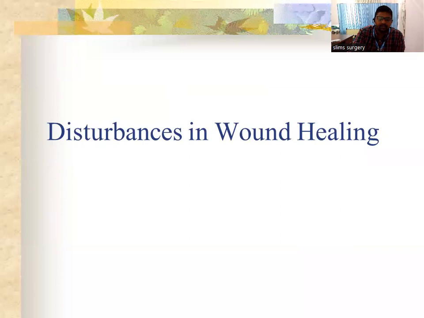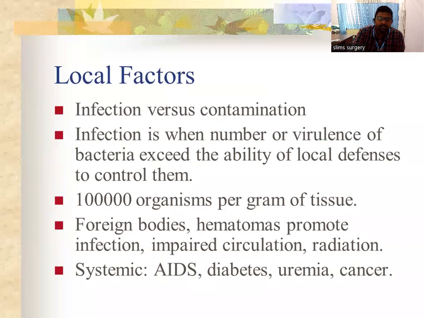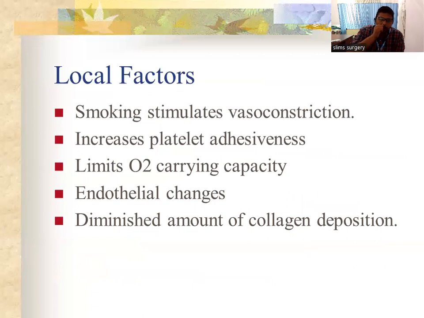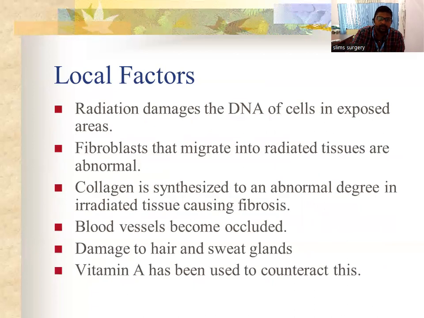So what are the factors that disturb wound healing? Infection and foreign body, hematoma, and systemic conditions like AIDS, diabetes, uremia, cancer, smoking, increased platelet adhesiveness, reduced O2 carrying capacity, that is anemia, endothelial changes, and diminished collagen deposition. Then radiation: fibroblasts are irradiated and abnormal, blood vessels are abnormal, and collagen is synthesized to an abnormal degree in the irradiated tissue, causing fibrosis and damage to hair and sweat glands. Vitamin A has been used to counteract this.